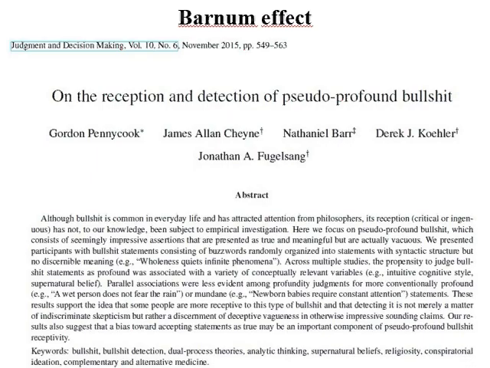Another effect you could get from mistaking something vague for something precise, and therefore specific, is that you would be impressed by bullshit. So Pennycook and colleagues have done some research on that, and have created bullshit statements like "wholeness quiets infinite phenomena," and compared this to people's acceptance of more profound, more conventional statements and also motivational statements. So how good are people at distinguishing these things?